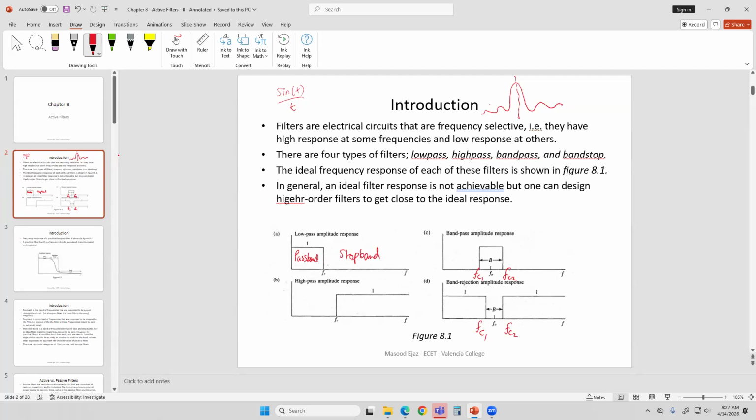So of course, we have practical low-pass filters, but we can go as close as possible to the ideal response if we keep increasing the size of the filter, whether it's an analog filter or digital filter, and we can get a really good filter with sharp slope from the pass band to the stop band. Anyways, so that's what I put down, this fourth bullet point. In general, an ideal filter response is not achievable, but one can design higher order filters to get close to the ideal response, and it is not achievable because of the response being a sinc function in time domain.